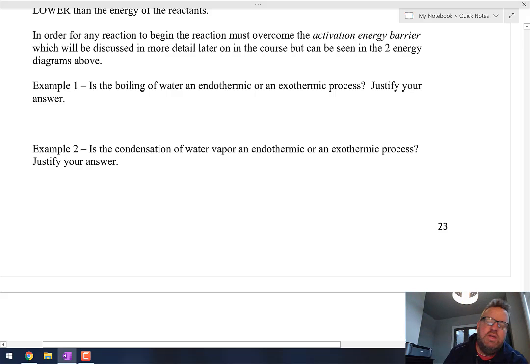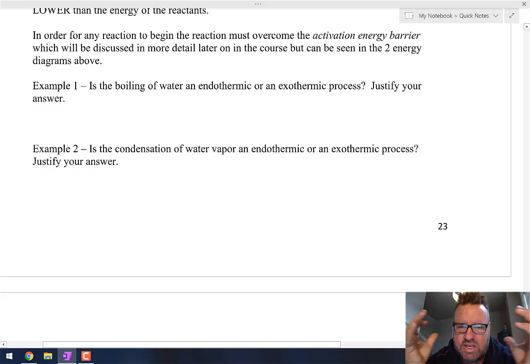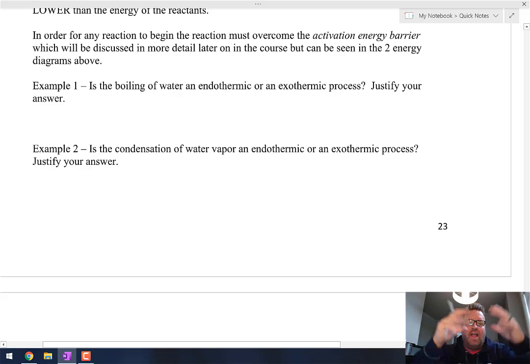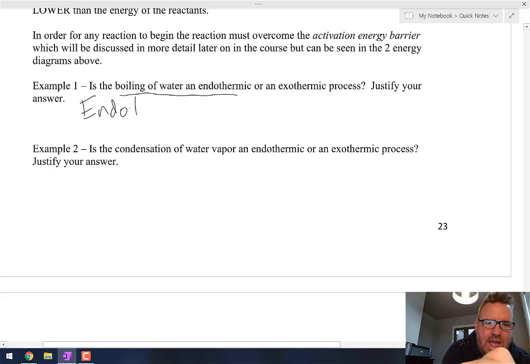Justify your answer. So here's where you start to get things mixed up in your head, because you're like, oh, well, boiling water, that feels hot. Oh, well, if it feels hot, then it must be exothermic. Why is boiling water hot? Because you heated it up, because you turned the stove on or you lit the fire, and you're adding heat to that water, and that water is absorbing that heat, and that allows the water to break into a gas. So therefore, the boiling of water is absolutely endothermic.